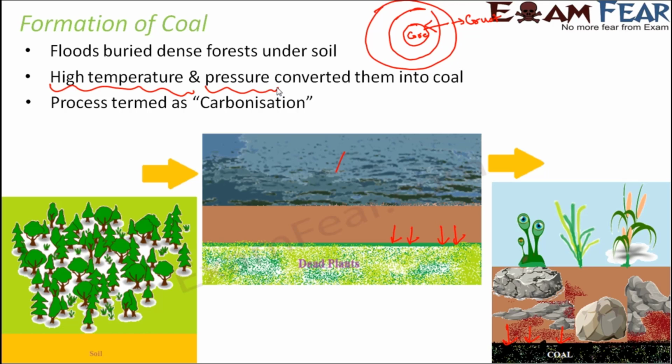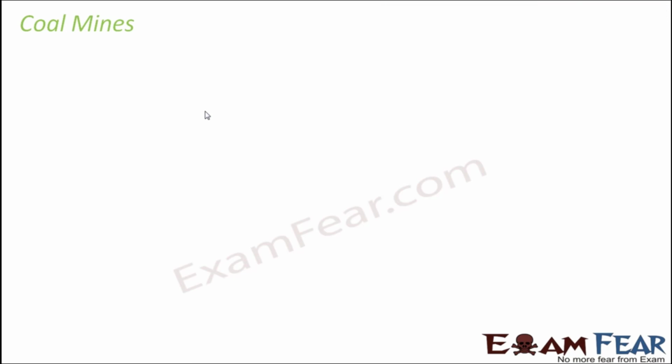is called carbonization. Why is it called carbonization? Because it derived the name from carbon. The carbon content in coal is very high, so it is called carbonization. Now, since coal is formed deep inside the earth, deep under the ground, it needs to be mined, or taken out from below the ground using different techniques and methods.